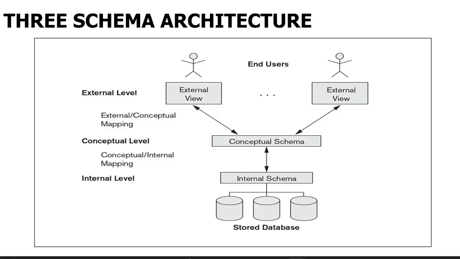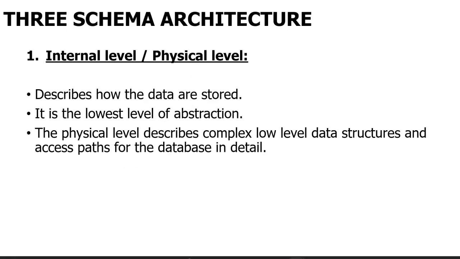So now moving on to the internal level, or the physical level, I told, right? It says what the data state is and how it is stored. So it describes how the data are stored, and that is the first level from the bottom. We say this level is the lowest level of abstraction, and this physical level describes the complex low-level data structures. What complex low-level data structures can be applicable to access this database, and what are the paths for accessing the database in detail? All these things can be provided and accessed in the internal level.